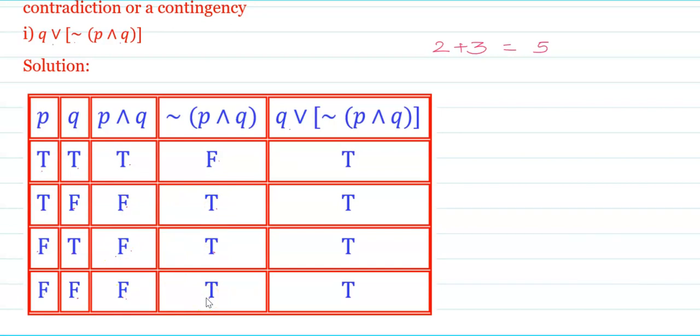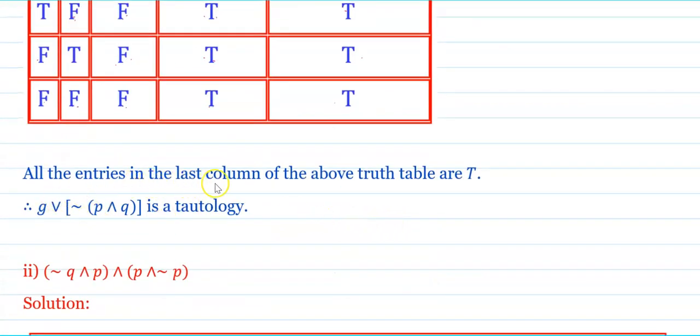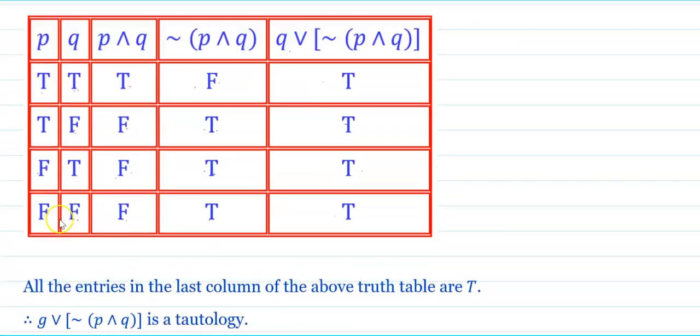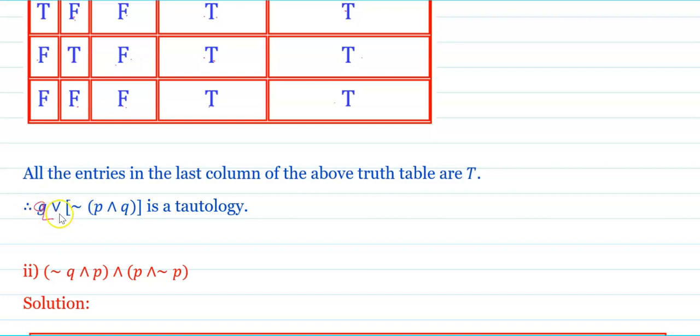Next we'll find out the or between the second and the fourth column. Okay, this is the or. Or means that at least one of the two must be true. One of them must be true, then it is true. T or F is T. Next, F or T is T. T or T is again T. F or T is T, and hence in the last column all the entries are T, and therefore it is a tautology. All the entries in the last column of the above truth table are T, and therefore Q or in bracket negation of P and Q is a tautology.